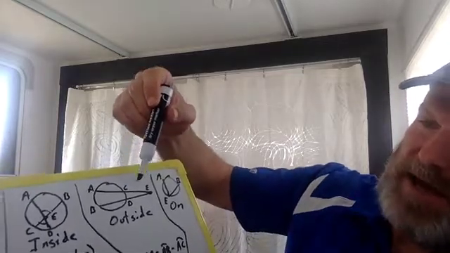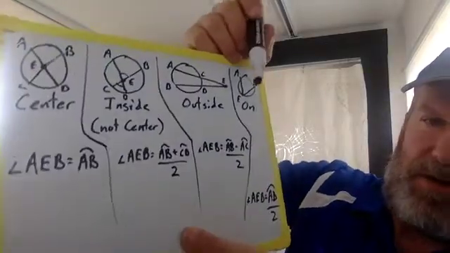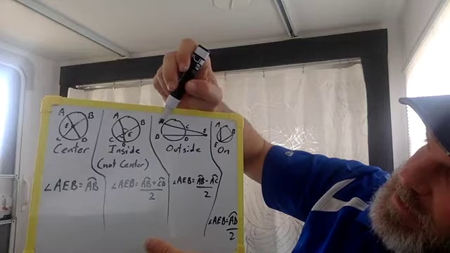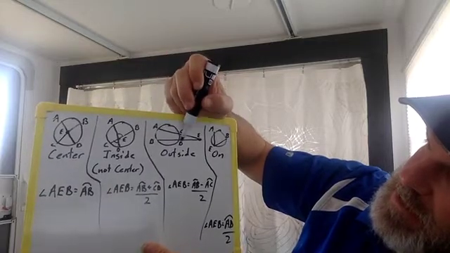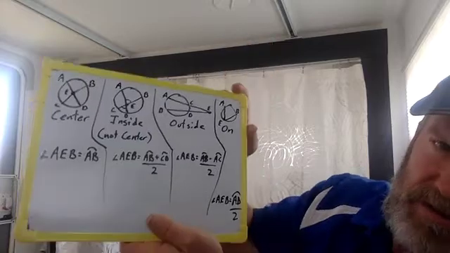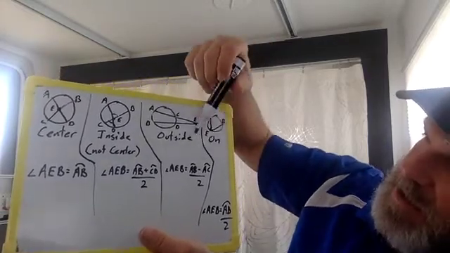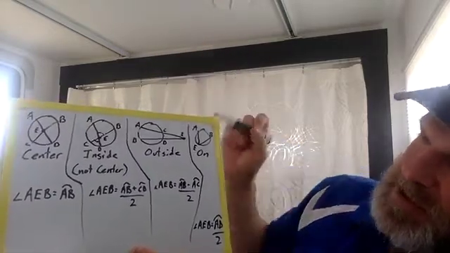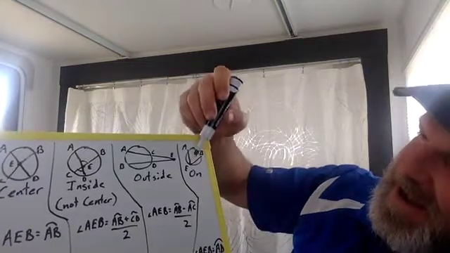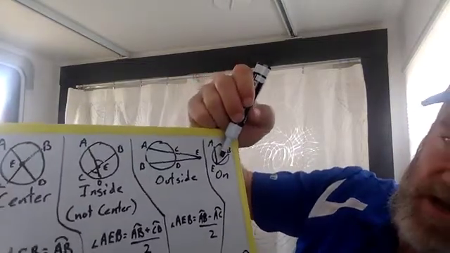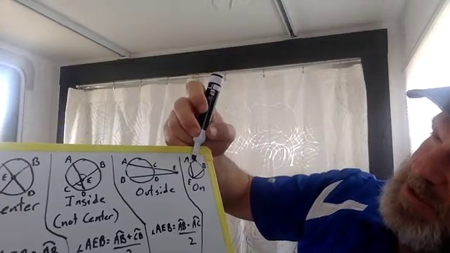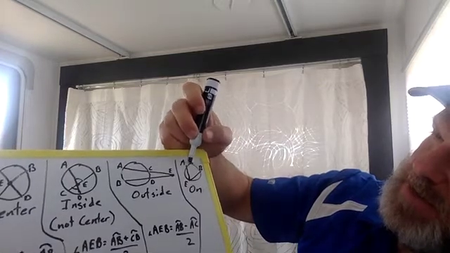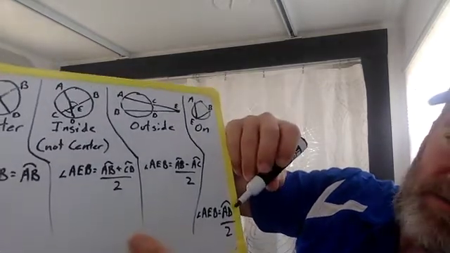All right, if it's outside, it's really similar to this, but now you're subtracting instead of adding. So you're taking your big arc AB and your little arc CD, and now you're subtracting those arcs. So when you subtract them and divide by 2, then you'll have how many degrees are in the angle AEB. All right, now if it's on the circle, your vertex E is on the circle, now there's really only one arc to deal with that it's creating. It's creating the arc between A and B, and there's nothing to add or subtract with it. You just divide it by 2.